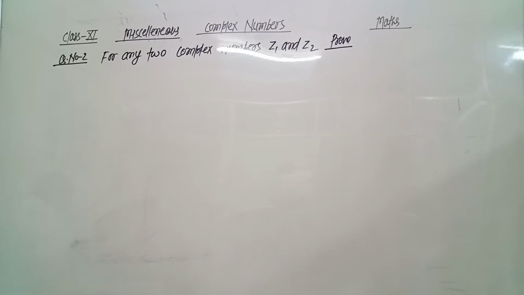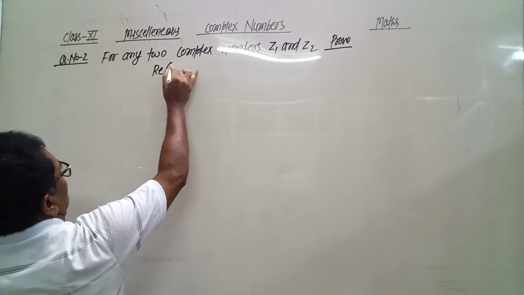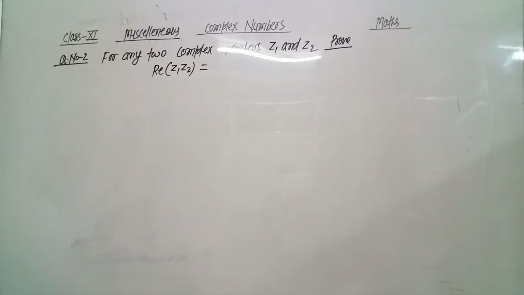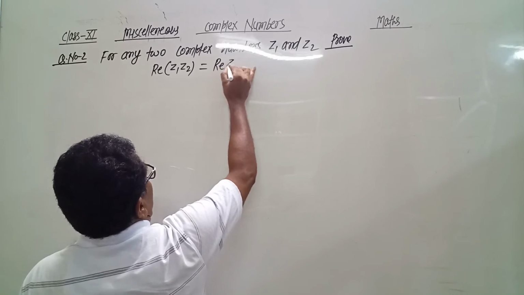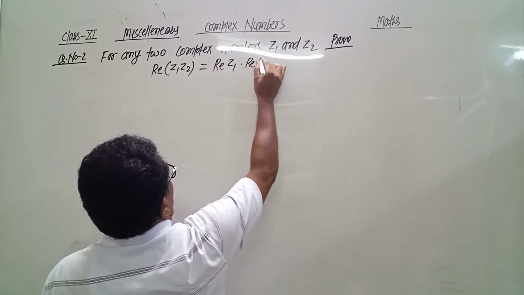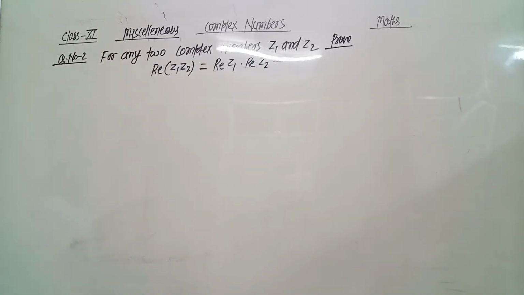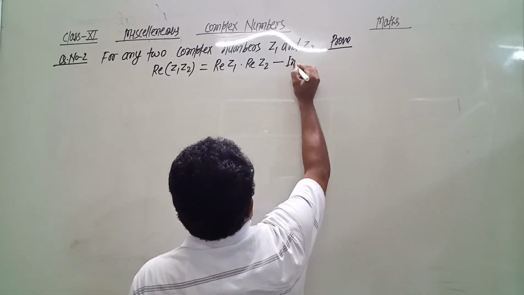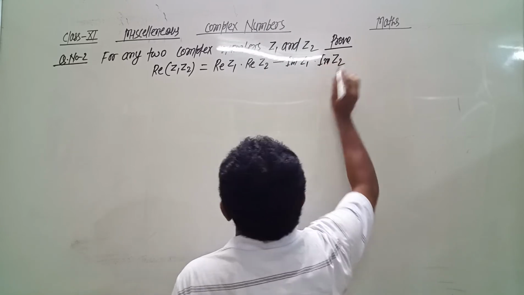real part of Z1 Z2 equals real part of Z1 into real part of Z2 minus imaginary part of Z1 into imaginary part of Z2.